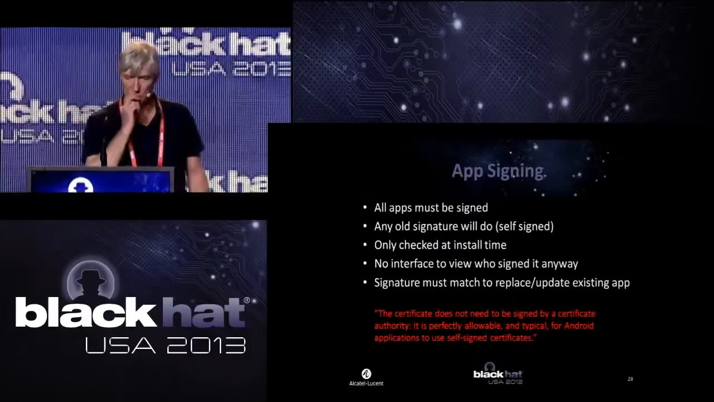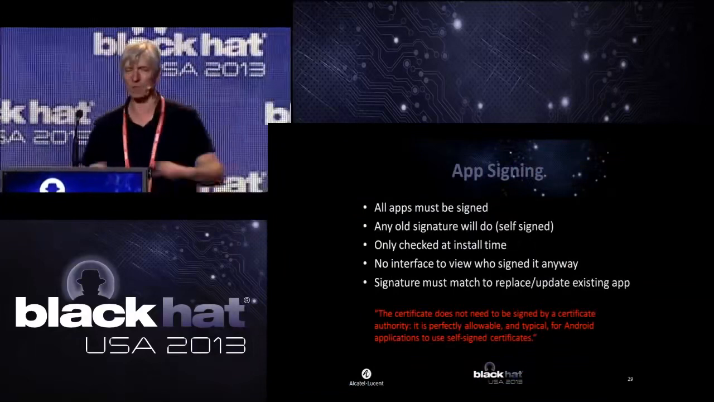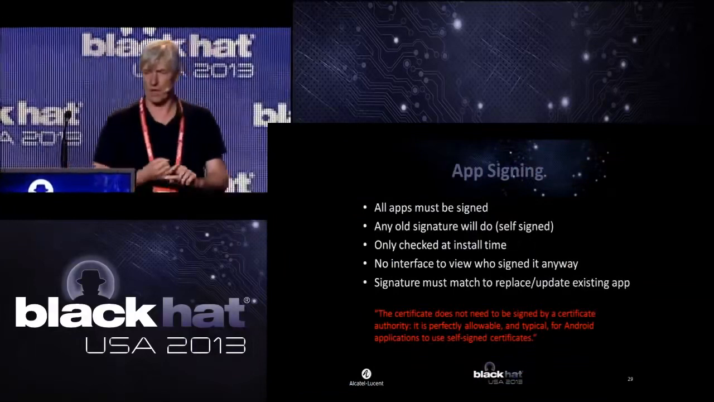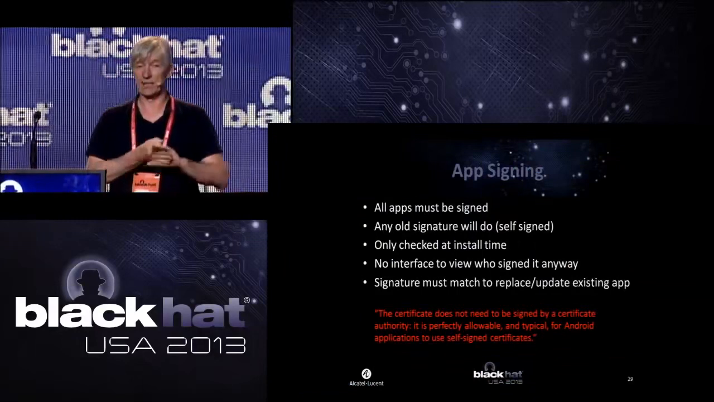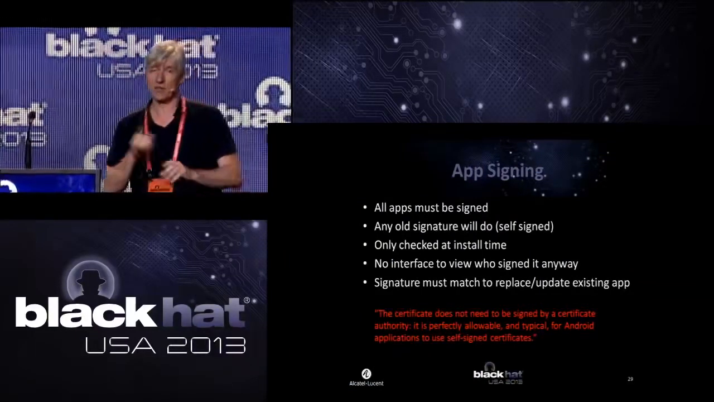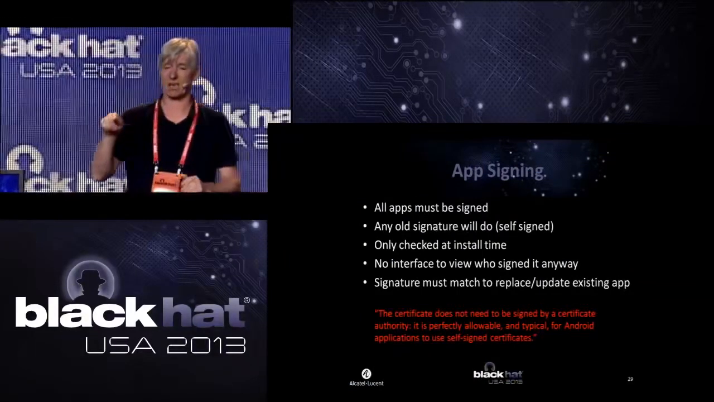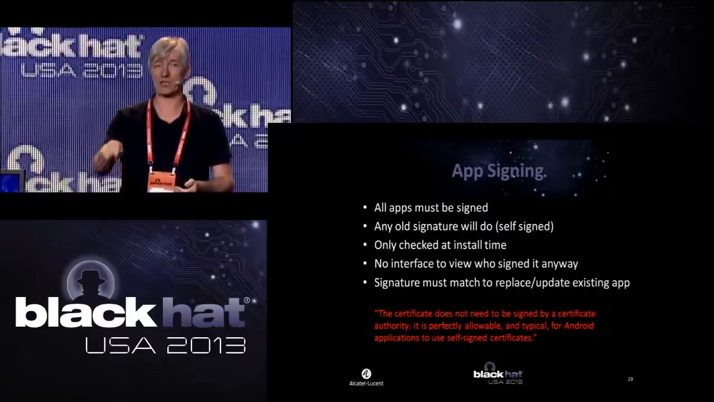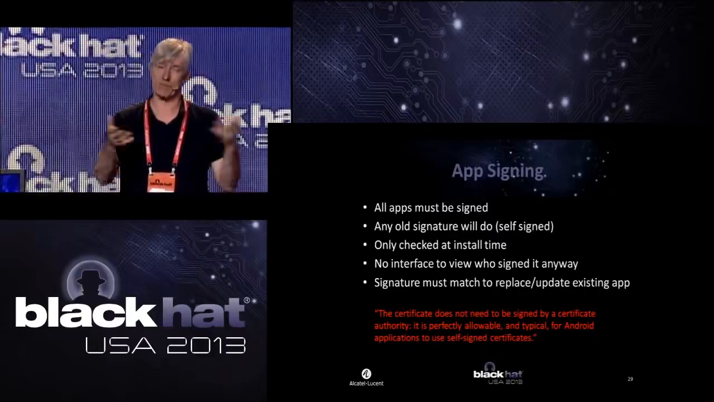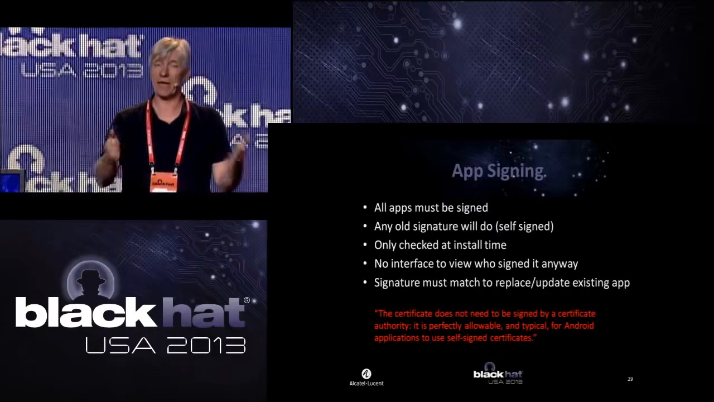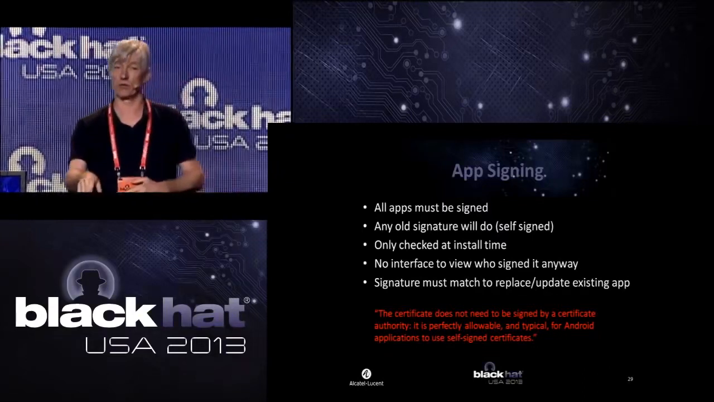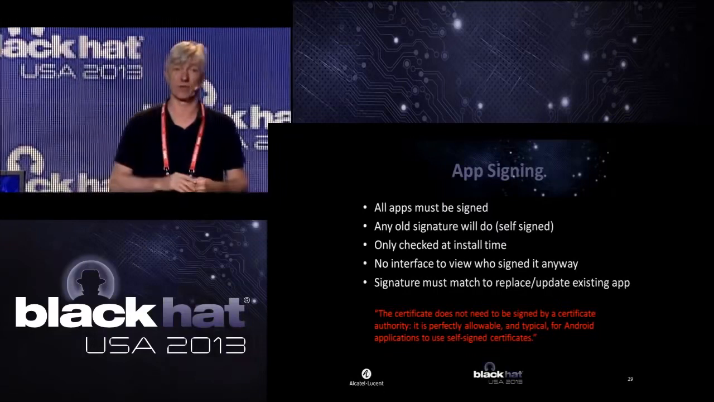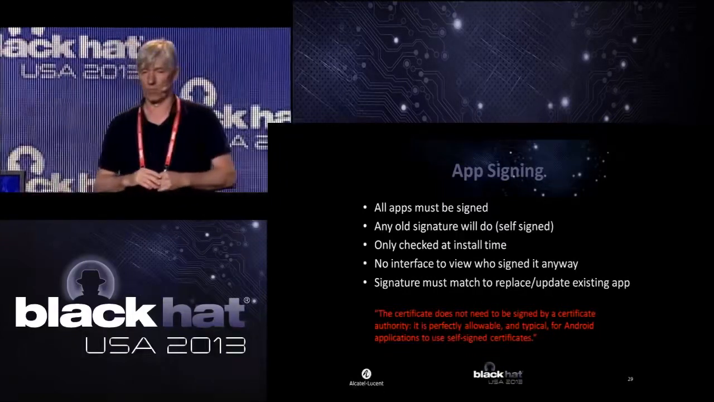Okay, so this is just to go through the app signing thing again. All apps must be signed. Any old signature will do, self-signed. It's only checked at install time. That's another thing I did: if I can change the APK file on the phone, and I need write access to do that, the system will not complain about the digital certificate being overwritten. So that's a pretty big flaw there too.